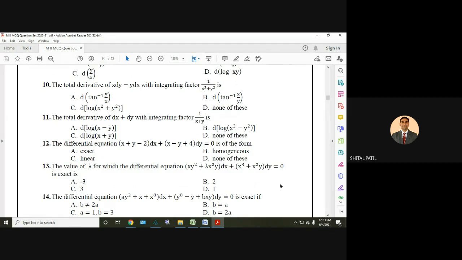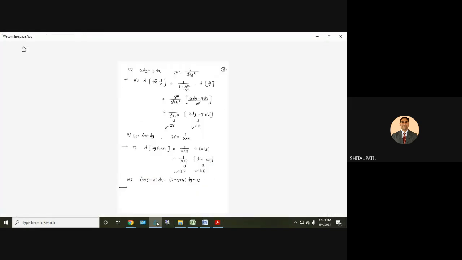Okay. Question number 12. The differential equation (x plus y minus 2) dx plus (x minus ...) dy is of the form. Is it exact? Check it. Write example number 12. X plus y minus 2 dx. In fact, a very simple example. Write M. Del M by del y. Del N by del x. So, exact. Question number 12, the answer is exact differential equation.